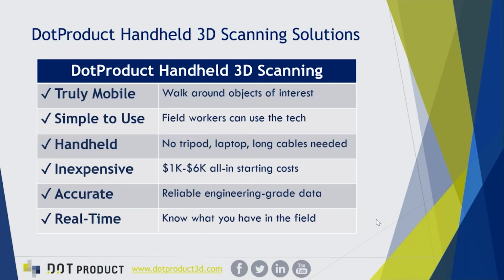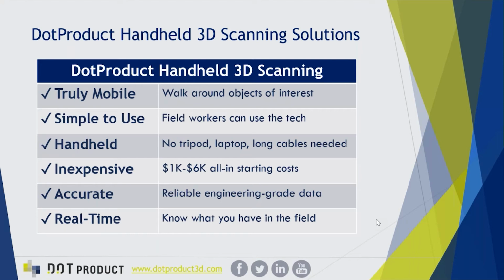All of our solutions are completely handheld, so whether it's a complete kit purchased as a package or something you assemble yourself from the different pieces you'll see here today, it's all going to be fully handheld, no tripod, no laptop, no long cables required. It's also important to note that we are an inexpensive option in the market, offering packages that range from $1,000 currently to a $6,000 package, all in. So even that top of the line $6,000 model includes perpetual software and virtually all the hardware you need to start capturing high quality data.